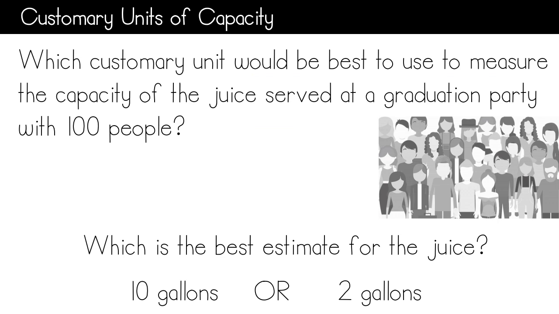Now let's use the knowledge we have from the slide before to figure out the best estimate for these questions. Which customary unit would be best to measure the capacity of the juice served at a graduation party with 100 people? We know it's going to be gallons. Is it 10 gallons or 2 gallons? I like to think about sweet tea. I could probably drink a whole gallon of sweet tea by myself. So 10 gallons is our best estimate.